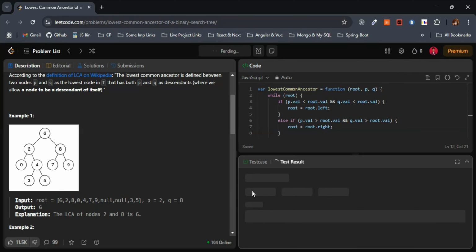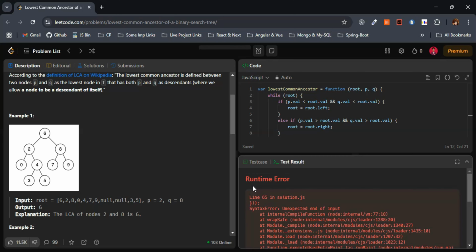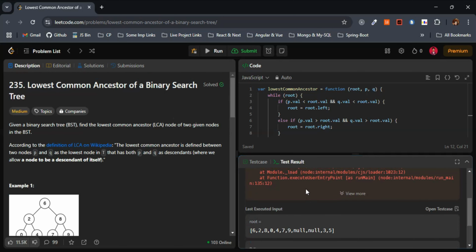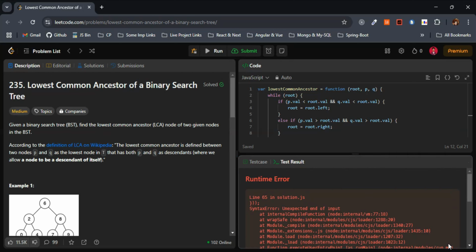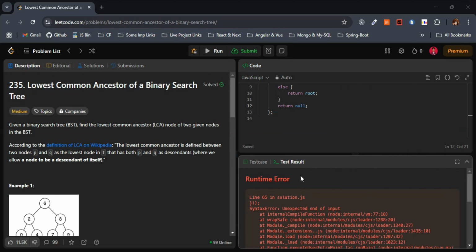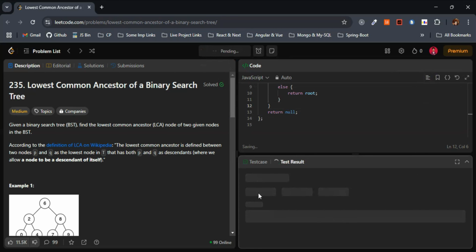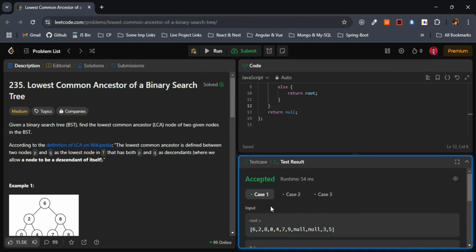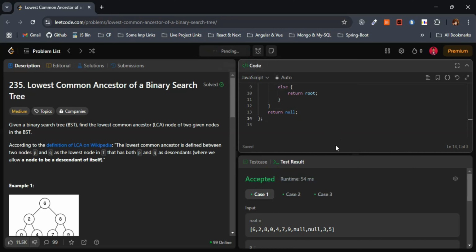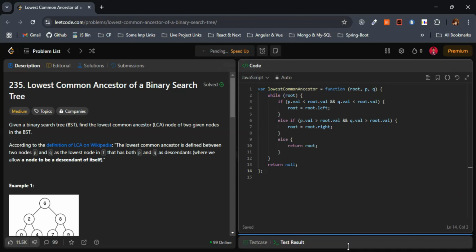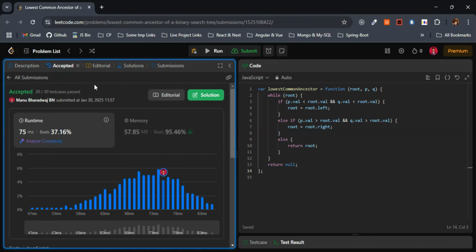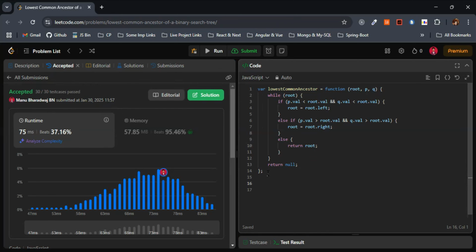So let's run the code. I hope this works. What happened here? Unexpected end of input. Did I miss any bracket? So yeah, here I have missed a bracket in line number 11. Let me give here one more bracket. Let me format this once and hit the run button again. You can clearly see here, the sample test cases are getting passed. So let me hit the submit button. Now you can clearly see all the test cases are getting passed. So the code works absolutely correct in this case.